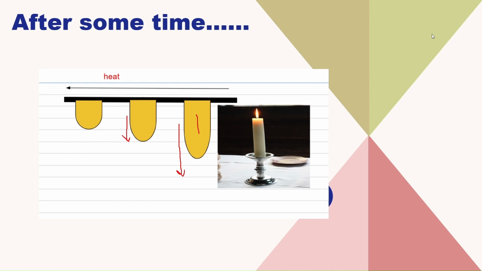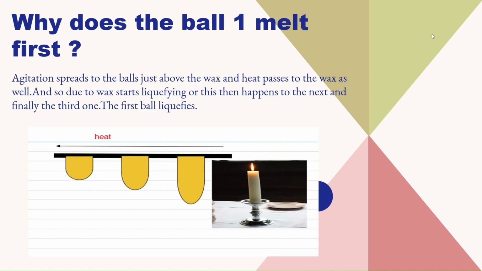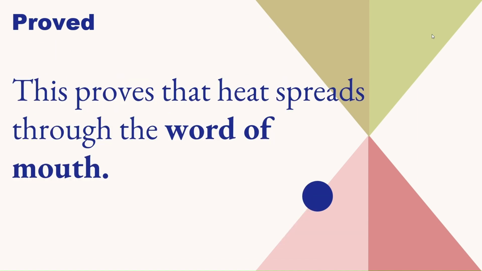So what happens here is that when the rod or the stick is heated, the heat starts spreading and it spreads to the first ball of wax and that's why it starts liquefying. Then this happens to ball 2 and then to the third one. And that is the reason why the first ball liquefies or melts first. Hence proved that heat spreads through word of mouth. Word of mouth is nothing but physical contact.